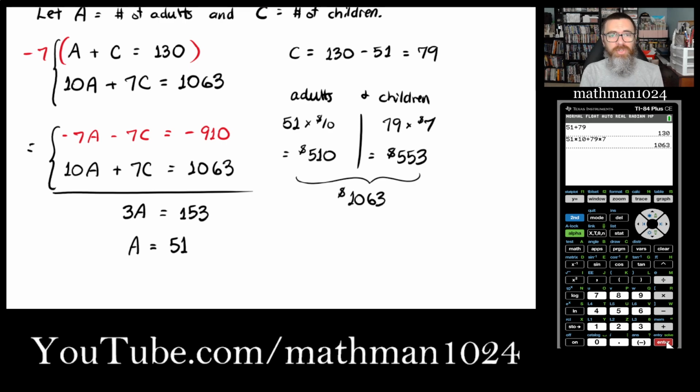Now, just because we have answers doesn't mean that we're done. We went to algebra so that we could work the problem and come up with an answer. But we have to interpret that in the realm of the problem. How many of each type of ticket were sold?